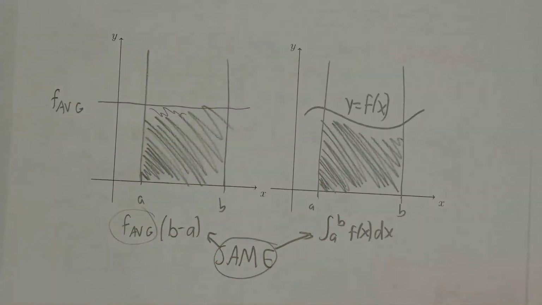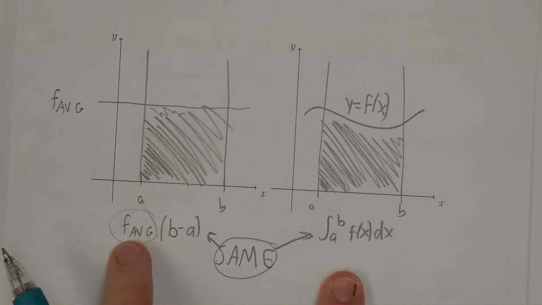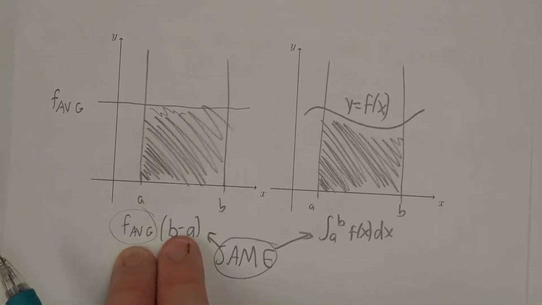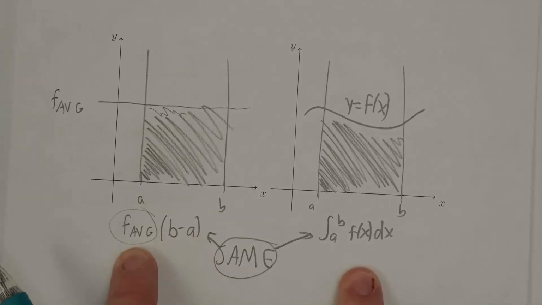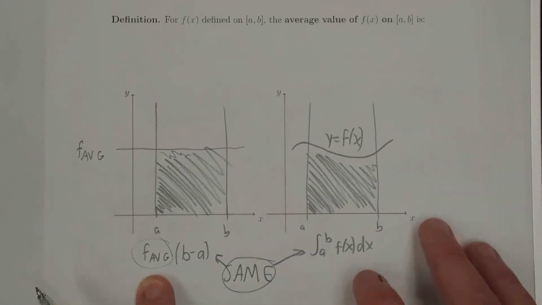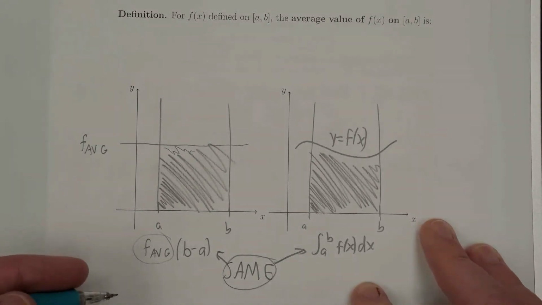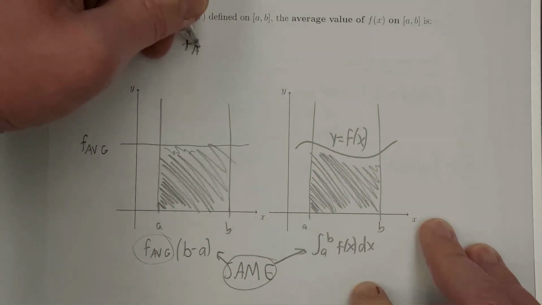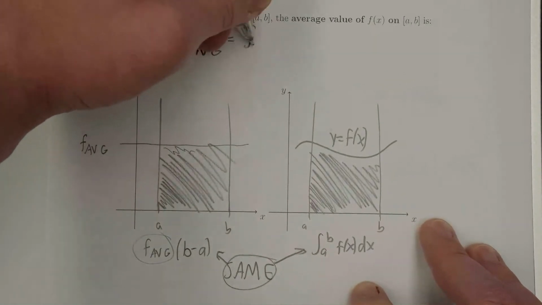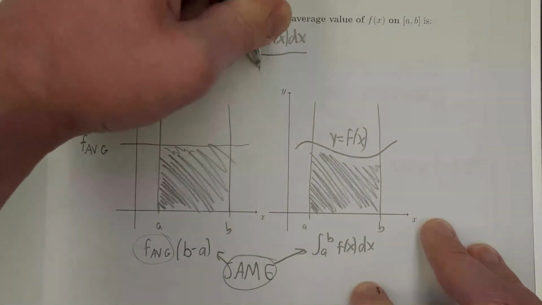Okay? So what that tells you is that if you want these to be equal to each other, then if you want to figure out what this guy is, we need to divide b minus a over to the other side. So, as a result, this f sub avg, which, as you might have guessed, corresponds to the average value of f of x, is f sub avg equals integral from a to b of f of x dx over b minus a.